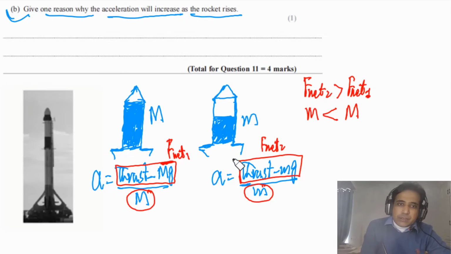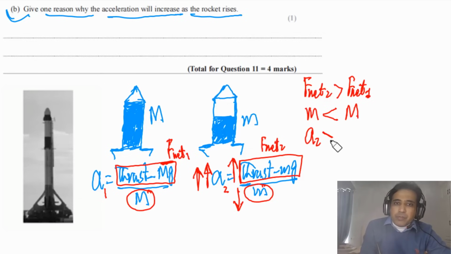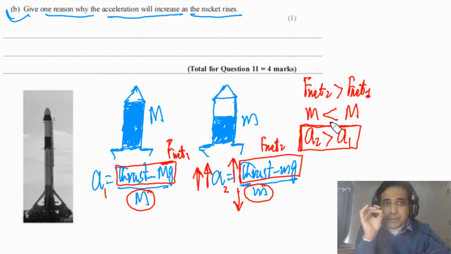So you can see in this case this increase, it means acceleration increases because Fnet will increase. As mass decreases, acceleration also increases. So it simply means that A2 and A1, if we compare, A2 will be much greater than A1. So that's the reason acceleration will increase because mass will decrease. I hope this is clear to you.